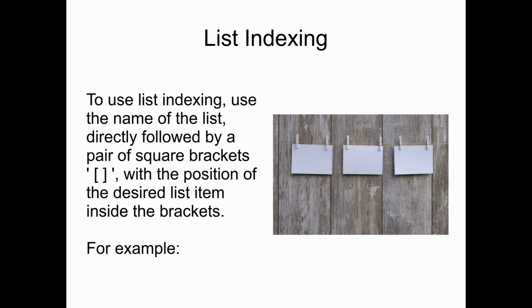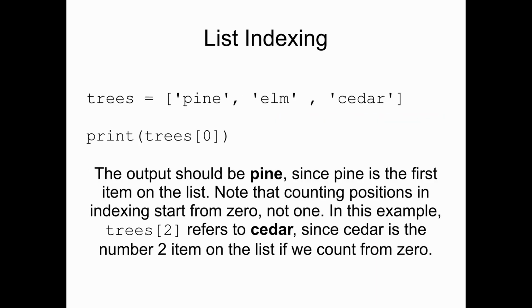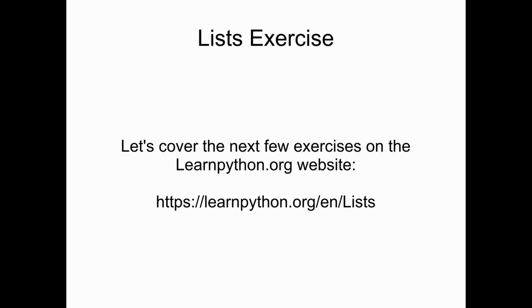For example, here, the output should be pine, since pine is the first item on the list. Note that counting positions in indexing starts from 0, not 1. In this example, trees[2] refers to cedar, since cedar is the number 2 item on the list if we count from 0. Let's cover the next few exercises on the Learnpython.org website.